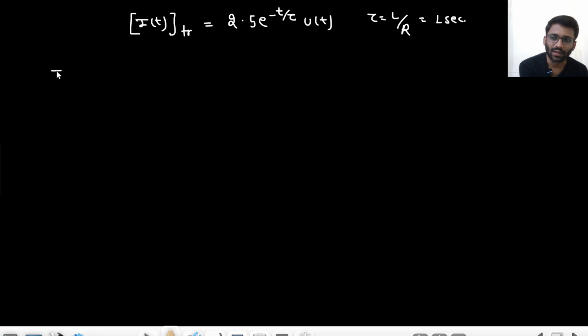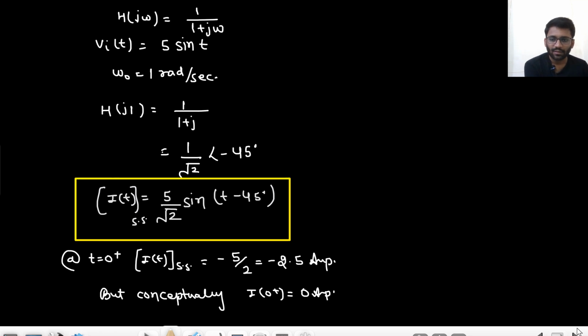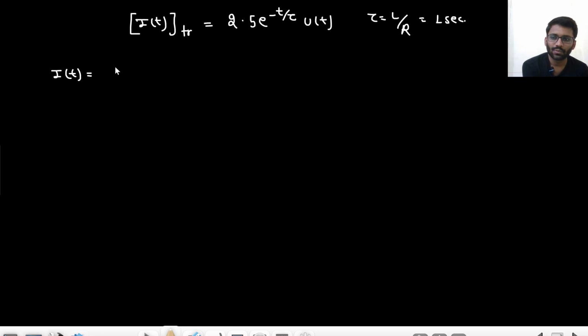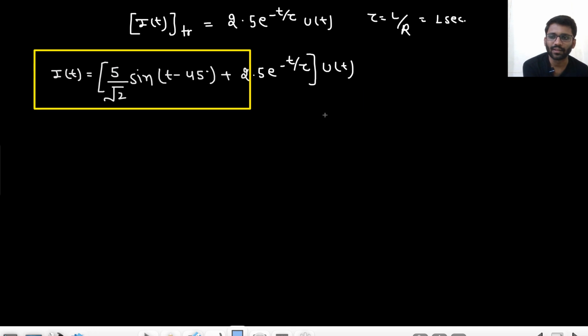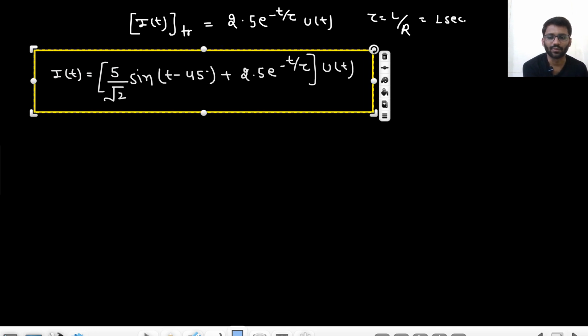Okay, so your i(t) will simply be 5 by root 2 sin(t minus 45 degree) plus 2.5 e to the power minus t upon tau u(t), right? So this will be my i(t). This is my final output.